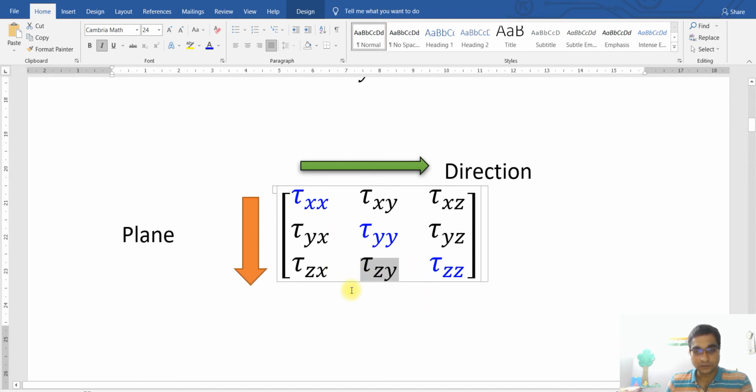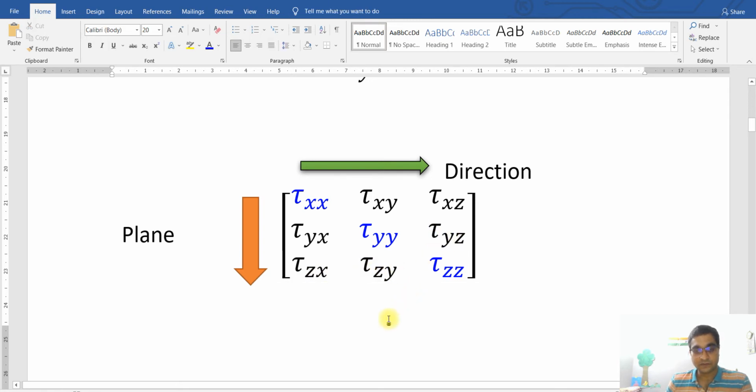Now, fortunately, not all are unknown. Actually, tau xy is always equal to tau yx. This is the symmetry, the beauty of this stress. And tau xz is always equal to tau zx. Tau zy is always equal to tau yz.